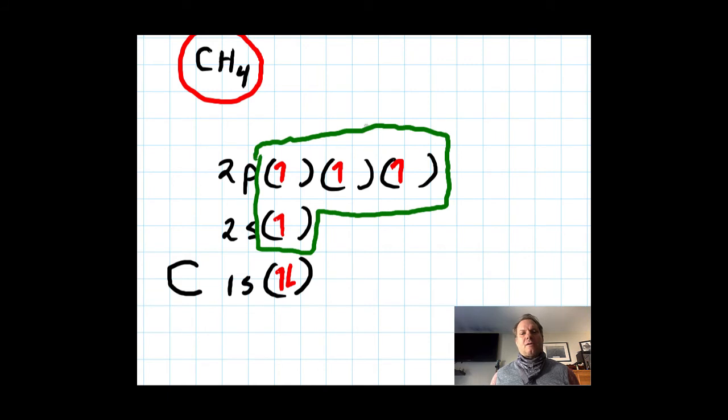But if they're all equal, how can we say that the s electron and the 3 p electrons are the same? This actually creates 4 different orbitals that are all the same. We call these sp3 hybrids. Why? Because I've hybridized an s and 3 of the p's to create 4 bonding sites.